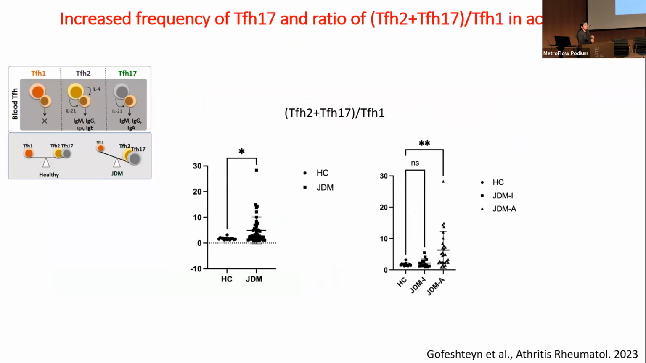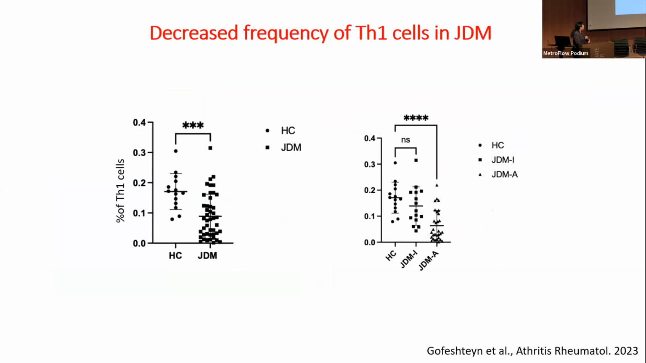Now, when we looked at the analysis for both the cohorts, what we observed was that we were able to recapitulate what was earlier found for the ratio of TFH2 and TFH17 to TFH1 cells. And this was specifically more expanded in the active JDM patients compared to the healthy controls. The frequency of the conventional TH1 cells, which are CXCR3 positive, was contracted or decreased significantly in the JDM patients, again in the active JDM patients.